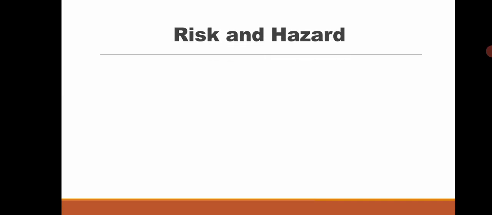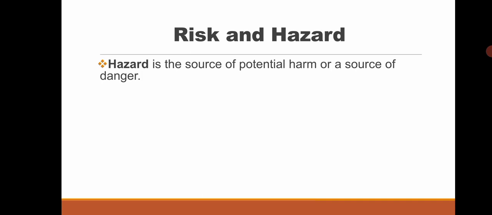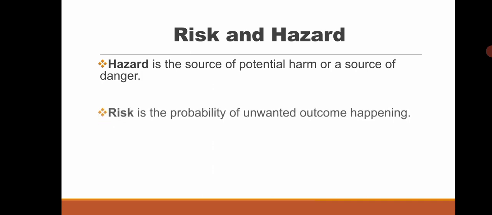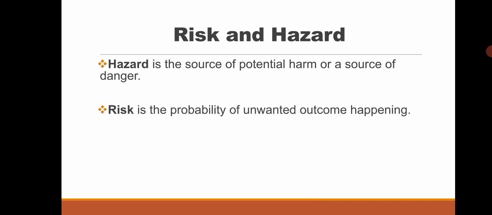It is very important to distinguish risk from other words like hazard. So when we talk about risk and hazard, what is the difference? Hazard is the source of potential harm or danger, whereas risk is the probability of an unwanted outcome or unwanted event occurring. So the difference is that hazard is the source, or what makes something dangerous or harmful to a person, and risk is about the chances of an unwanted outcome or event happening.